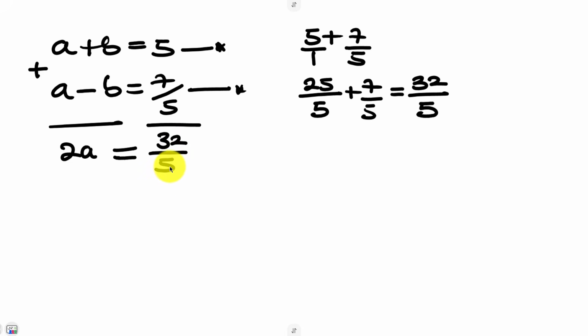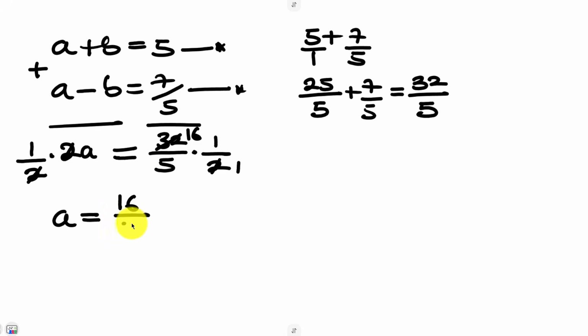Very good. Now to get the value of a, I just have to multiply both sides by 1 all over 2. So I multiply the left by 1 over 2. I'll multiply the right by 1 over 2. So that this 2 cancels out this 2. 1 times a is a, and this is equal to, this 2 here, 1, 2 here is 16. 16 times 1 is 16 all over 5. Very good. So we've got the value of a to be 16 all over 5.